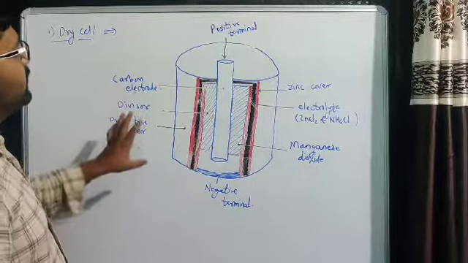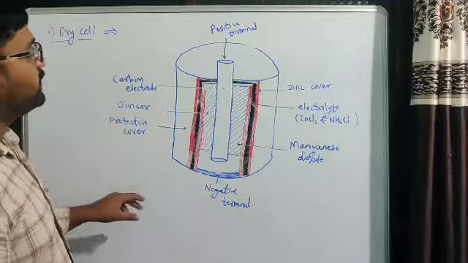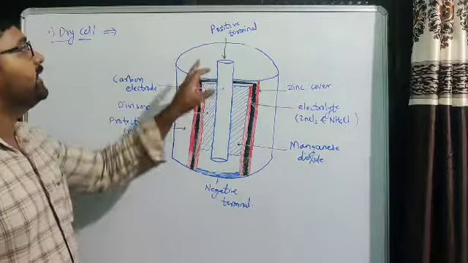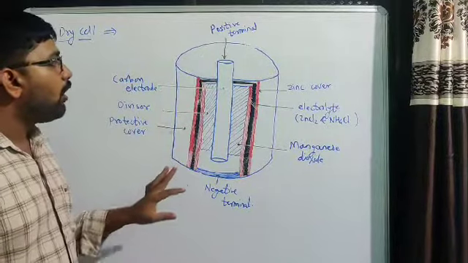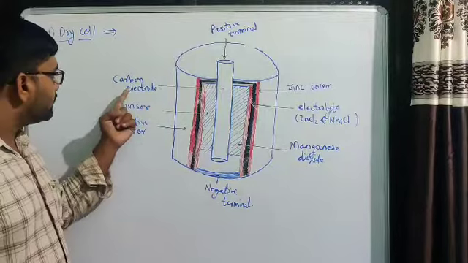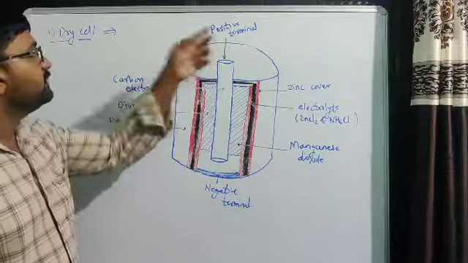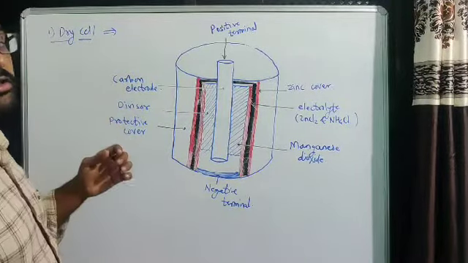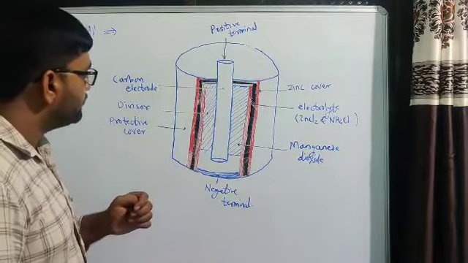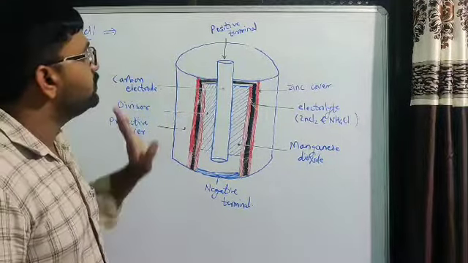Look at this diagram of a dry cell. There is one middle rod, and that is the positive terminal of this cell. This rod is a positive carbon electrode. It is a carbon electrode which is positively charged, that is the positive terminal. Now look at the different parts. Here is the negative terminal of this cell, and here is the positive terminal.